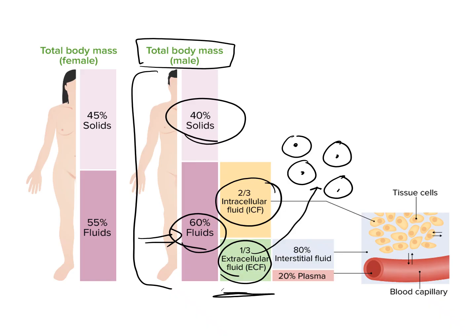This extracellular fluid is further divided into interstitial fluid, which is present in the space between the cells, and the 20% present in the capillaries, which is called plasma.